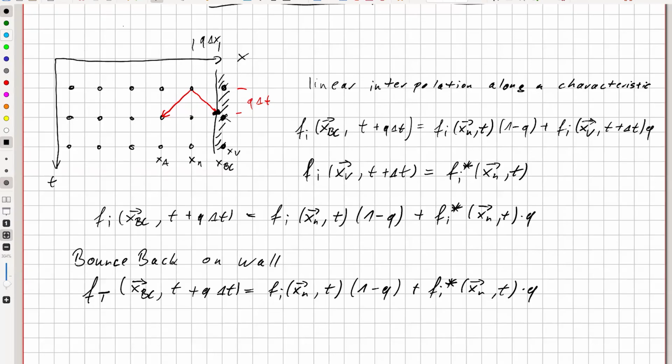Okay, now what we have is the pre-collision state at the boundary node. What we want to have is the pre-collision state at this xn position. So what we are now going to do is to interpolate between this F opposite here and this F opposite there, here at position BC and here at position XA.